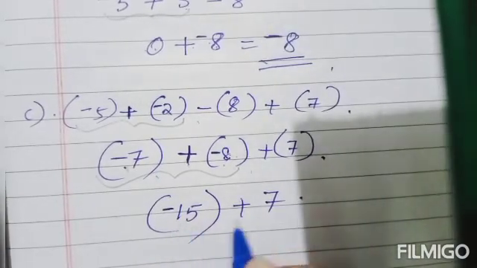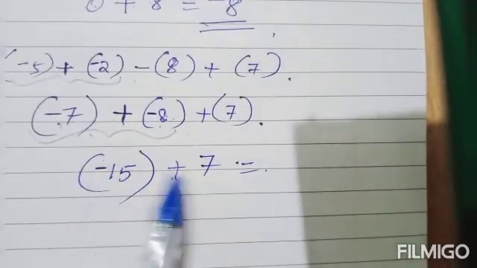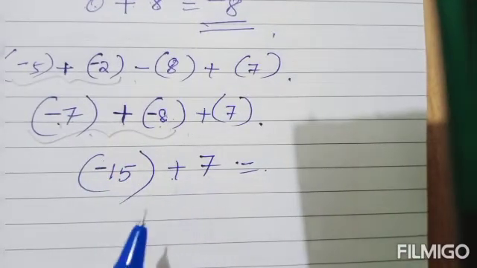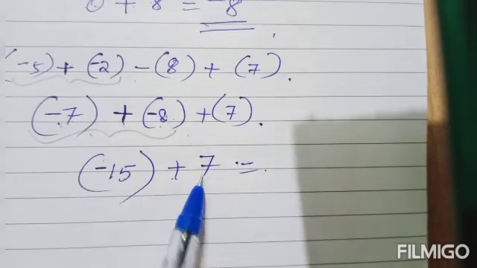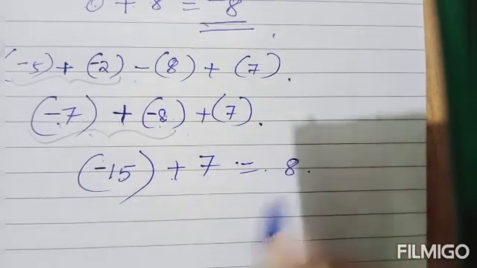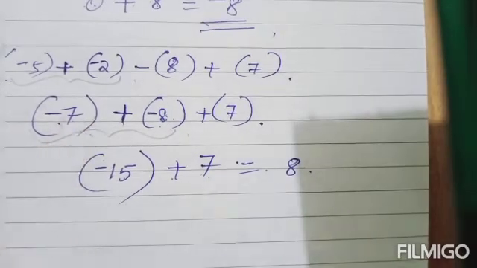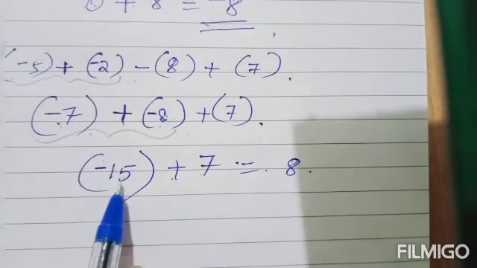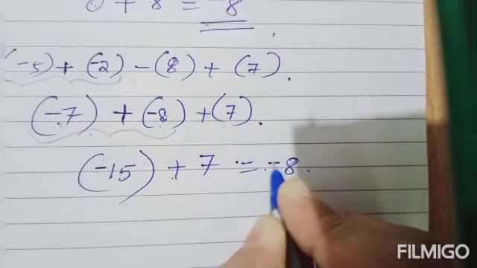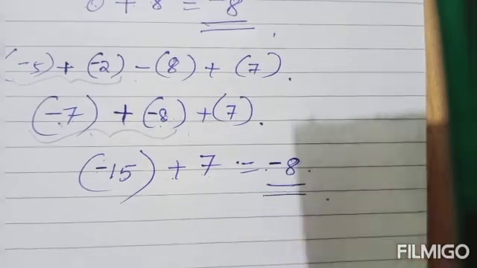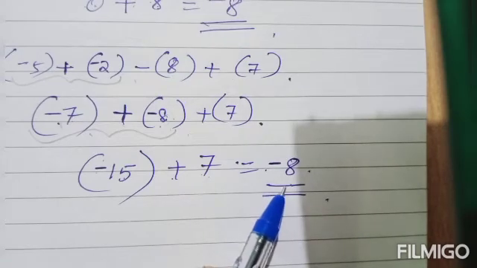Okay. So minus 15 plus 7. What you will get? Addition of a negative integer and positive integer. So first do the subtraction. 15 minus 7, it is 8. Okay. Then put the sign of greater number. Greater number is 15. Its sign is negative. So in the answer also negative sign will come. So negative 8 is the final answer.